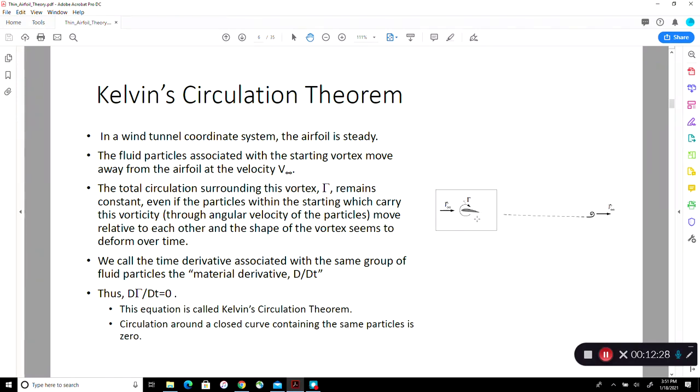The only time something would change is if you start pitching the airfoil up and down, or flap it up and down, change its angle of attack somehow. Then the process of the starting vortex repeats itself, and a new starting vortex will form, get dumped into the wake, and so forth.